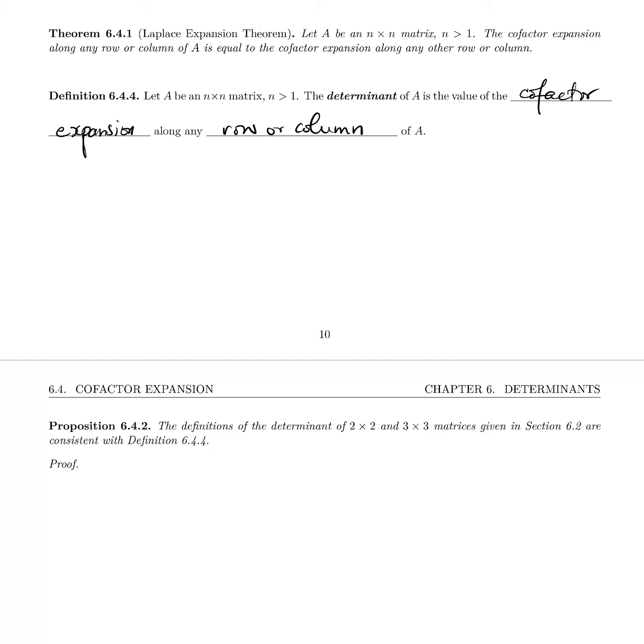But now there's questions here. You should be up in arms saying, wait, we already have a definition. We have a definition of a 2 by 2 and a 3 by 3. How do we know that these are the same? Well, Proposition 6.4.2 tells us that the definitions of the determinants of the 2 by 2 and the 3 by 3 matrices that we saw in section 6.2 are indeed consistent with this 6.4.4 definition. Proof. So let's go ahead and see that.